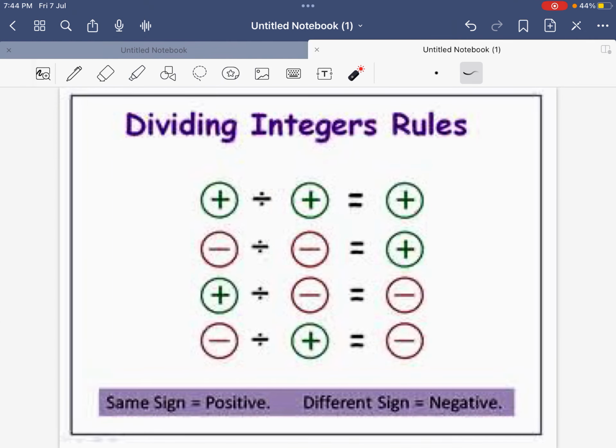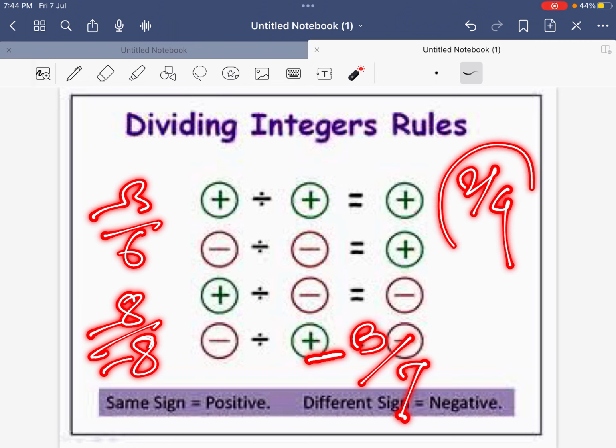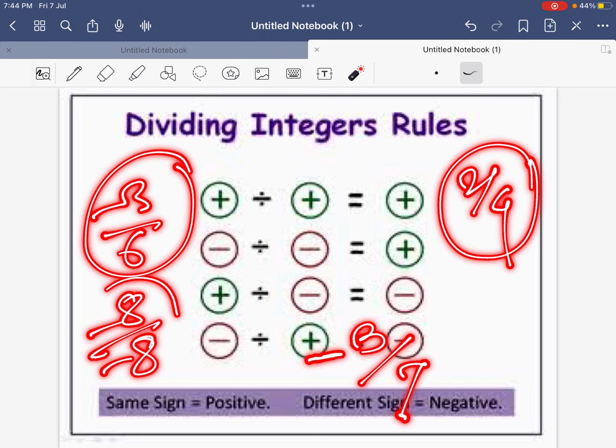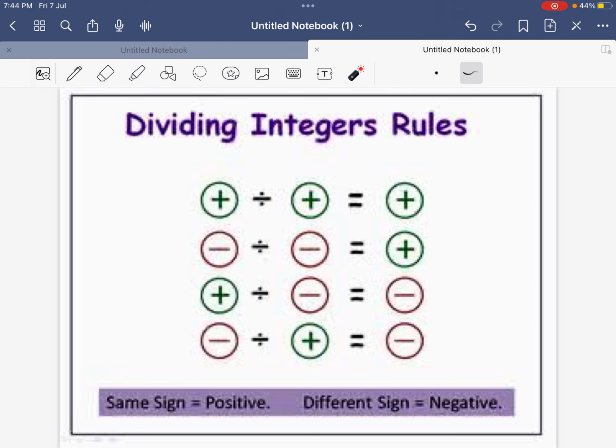Now let's move to the next and quite interesting point, which is about dividing integers. So the question is like this: 2 upon 4, minus 3 upon 6, minus 8 upon minus 8, or sometimes we observe such a type of question, this minus 3 upon 7. Clear? So if you observe this case, what is the condition? Both are positive numbers, one is negative, both are negative, and the second one is negative. So in this case what do we have to do? For that also we have to follow these rules.